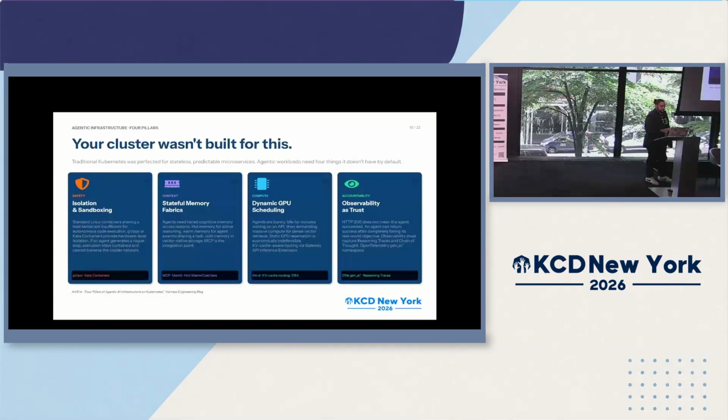So the basic point I'm making is that Kubernetes clusters were not built for AI. They were not built for agents to go in and start moving freely, start working things, start moving pods around, making configurations. So the big thing that Kubernetes was good for was isolation sandboxing, stateful memory fabrics, dynamic GPU scheduling, and observability as trust. But AI and agentic workloads don't have these by default. So these are things you have to build into the agents and the agent deployments.